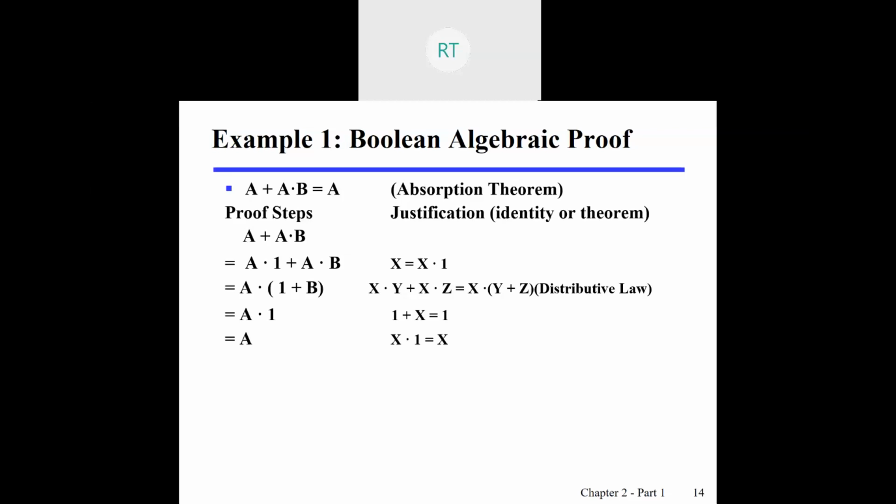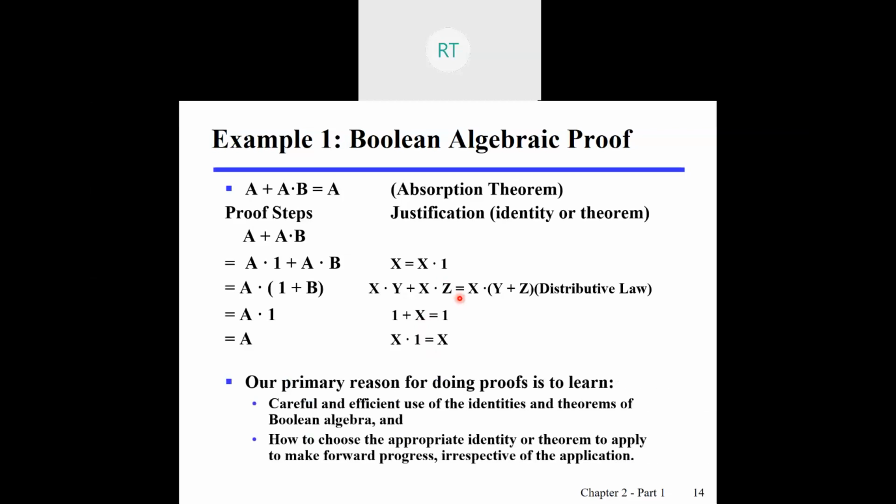When proving any Boolean expression, you have to clearly write what is the rule that is used. So here, from A to A and 1, we use this rule: x and 1 is x. And here we used the distributive law where we took A as a common factor. And here we did 1 plus B is equal to 1. So this is the rule or identity we used. And A and 1 is equal to A. This is the identity we used. So when proving in the exam or in the assignment, make sure you write the rule or identity that you used in your proof.